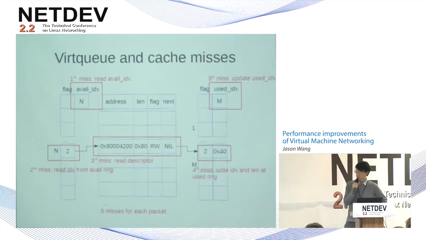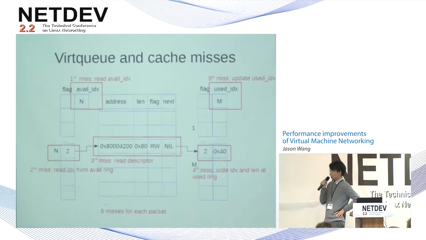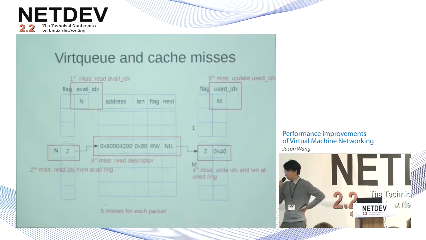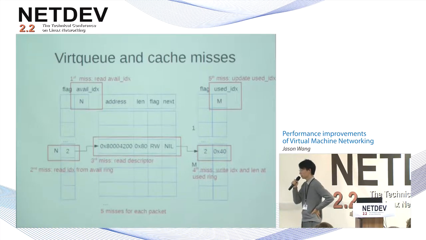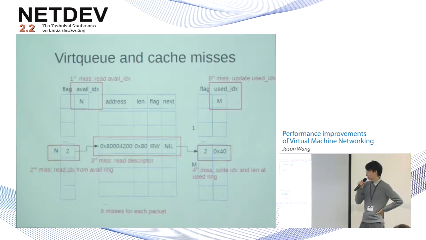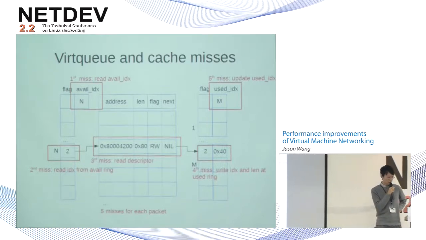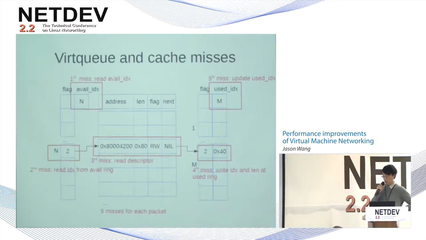So this is the worst case for cache misses for each virtqueue access. When you try to process an RX packet from the point of view of vhost-net, it will cause at most 5 cache misses. The first is reading the available index. The second is reading the index from the available ring. The third is using this index as an offset into the descriptor table. The fourth miss is writing back this index in the used ring. And the fifth is updating the used index. So 5 misses for one packet. That is really bad.